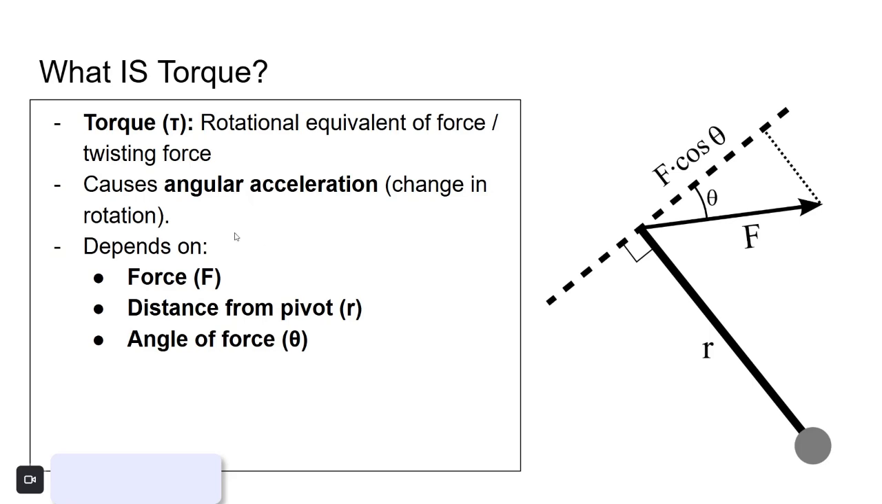Now, the amount of torque you generate doesn't just depend on how hard you push or pull, that's the force F. It also critically depends on where you apply the force relative to some pivot point or axis of motion. That's the distance r. And finally, it depends on the angle theta at which you apply the force. As you can see in this diagram, we have a force F applied at a distance r from the pivot point and some angle theta to that distance vector. This is the pivot point, by the way.